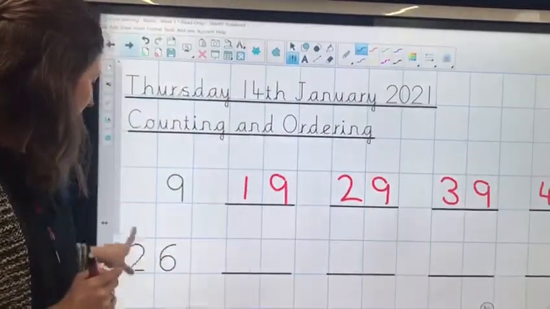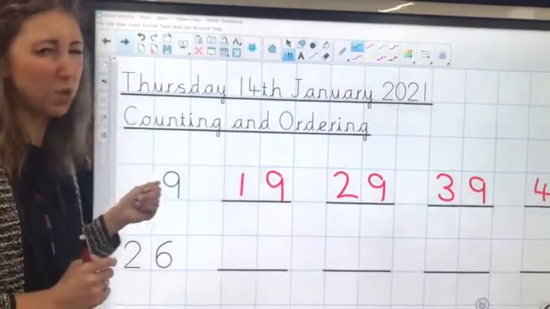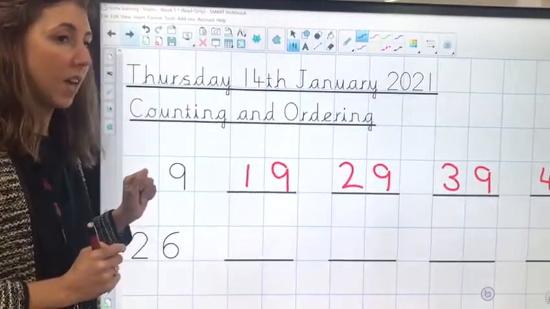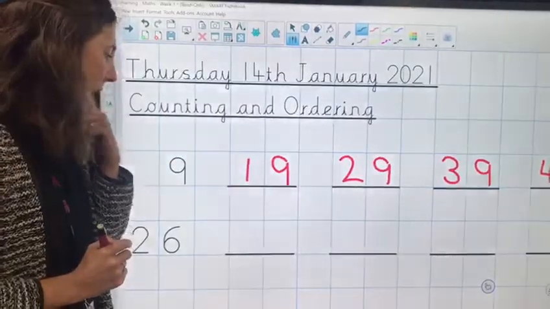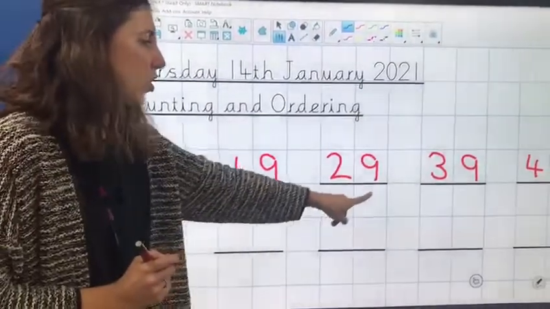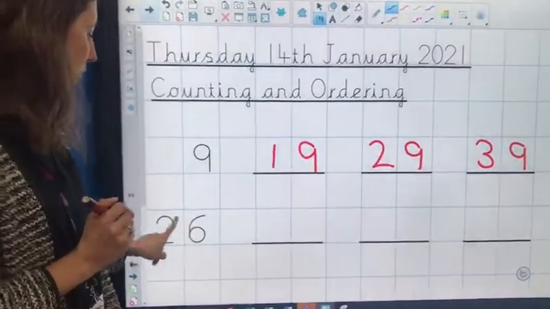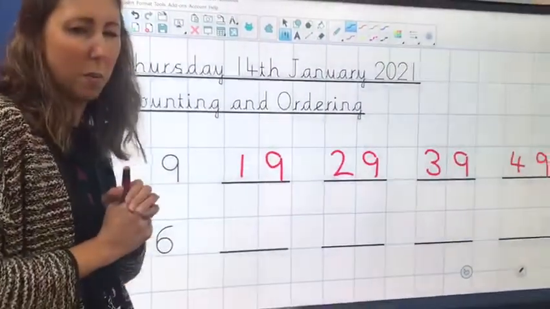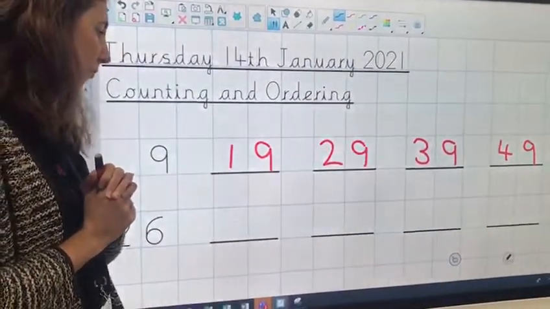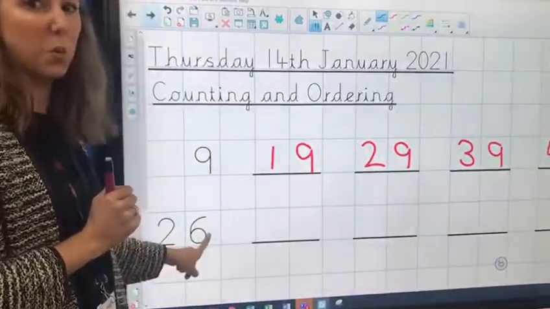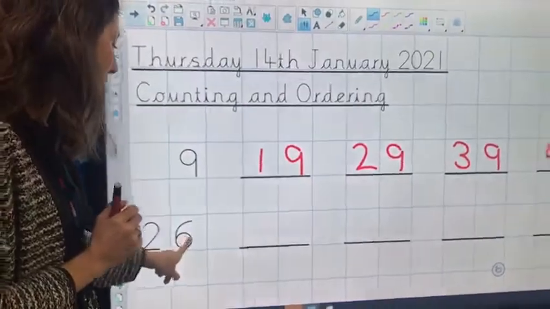I've got one more example of those. This time though, my number does have some tens at the start. I've got the number 26. Tell your grown up now how many ones all of these numbers are going to have. Remember, our ones stay the same. Tell your grown up how many ones they're going to have. I think they're all going to have 6 ones, aren't they? They're going to be all the same.